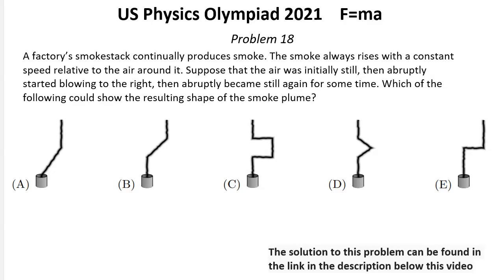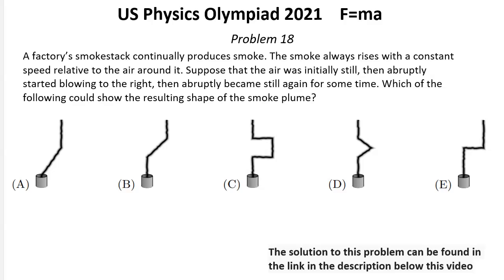The smoke right next to the smokestack has just been emitted and has only been exposed to still air, so it must rise straight upward. This rules out choice A. The smoke high above the smokestack has experienced the full duration of the rightward wind, so it all must have been pulled to the right by the same amount, ruling out choices C and D.